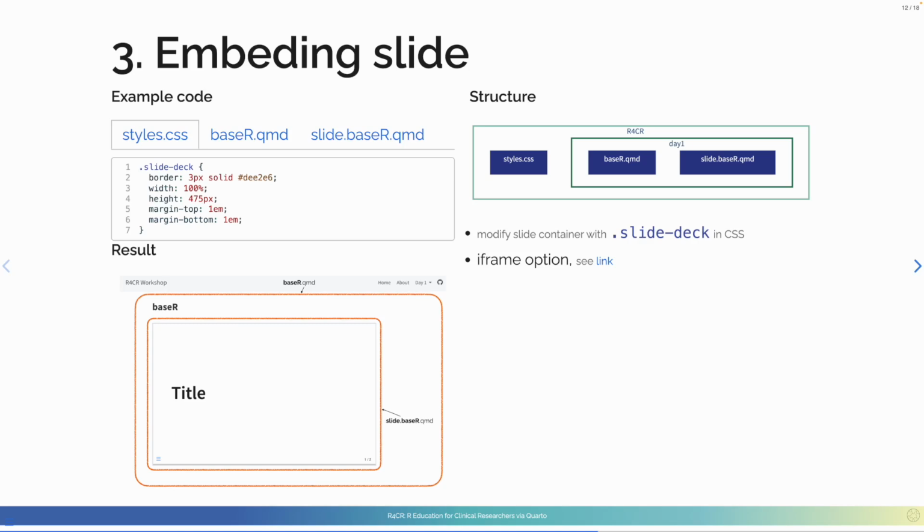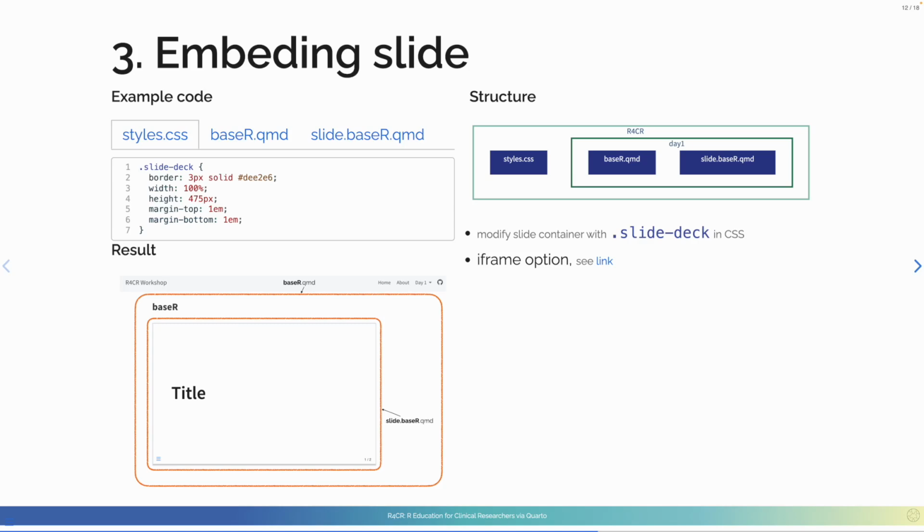And here's the way to store slides within a Quarto web page. This is what I call embedding. It consists of two steps. First, you should make a Quarto slide, obviously, and then you should make a Quarto page to include the previous Quarto slide file.